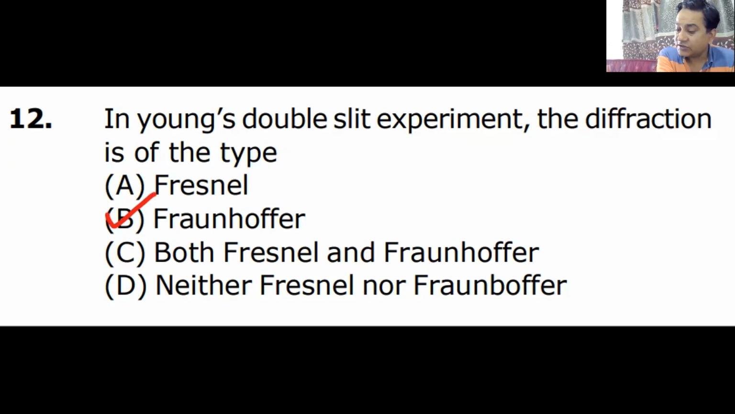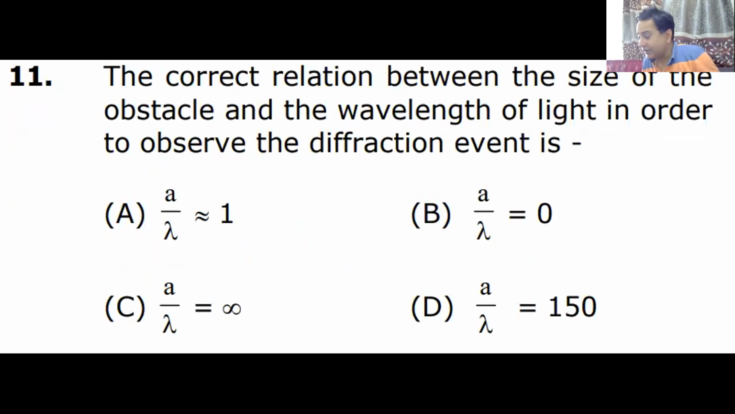As you can see, the question will get repeated over and over. This is the next question, question number 11. It again asks you the same thing: the correct relation between the size of the obstacle and the wavelength of light for Fraunhofer diffraction is what? A, it must be approximately equal to 1. Well done, everyone. Let us now move on to some more questions.